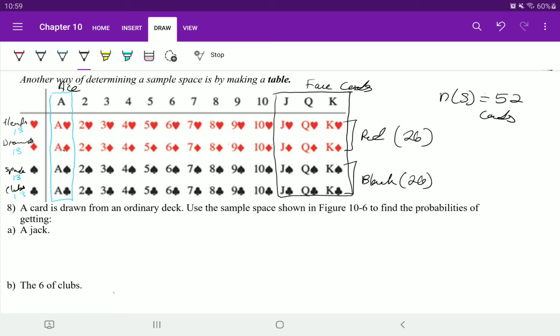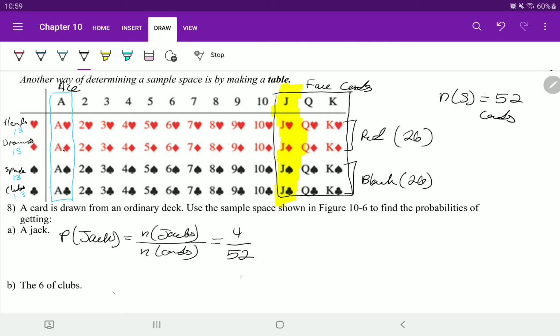Now, in this case, we want to find a probability of getting a jack. So that equals the number of jacks in the deck divided by the number of cards in the deck. Now, if you look here, there are 4 jacks in my deck. So that's going to be 4 divided by 52, because 52 cards in total. So the probability of us getting a jack is 4 out of 52.